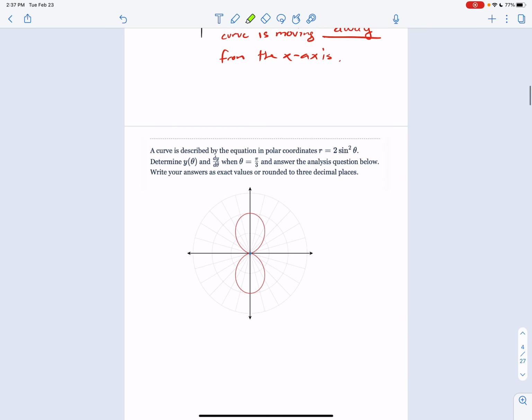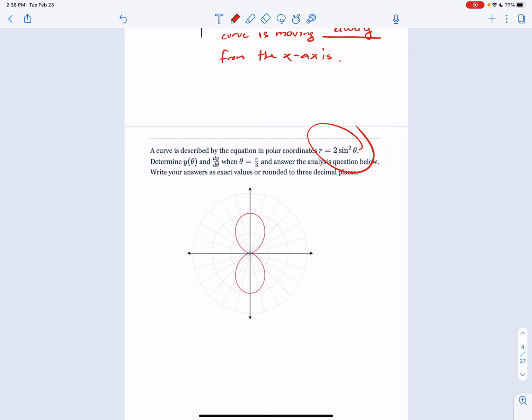At pi over 3, you're somewhere about right here. Actually, you're somewhere around right, just to draw this a little bit more accurately. I got this picture from this function here, and you can graph that on your calculator. Just make sure you're in polar form. But the picture is really just to kind of confirm what's happening here.